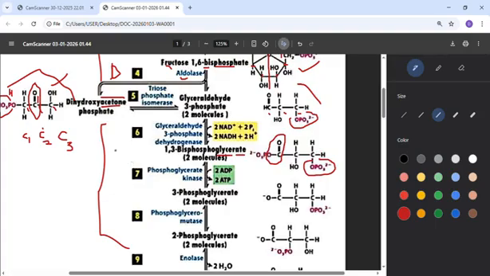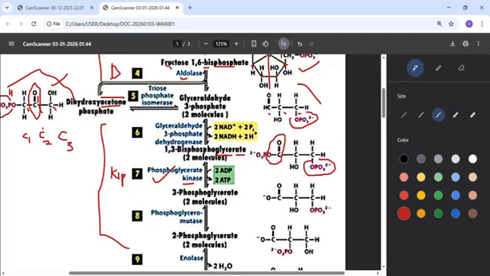So we proceed to step 7. In step 7, our enzyme is phosphoglycerate kinase. So in this phosphoglycerate kinase, what are we doing? Remember, anytime you hear kinase, it means you add a P. That means phosphate is coming in.